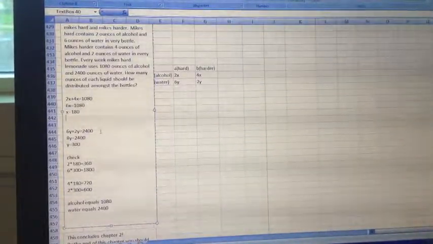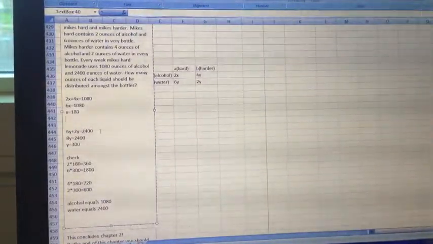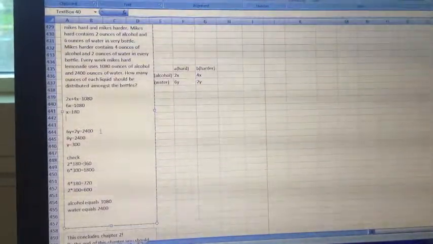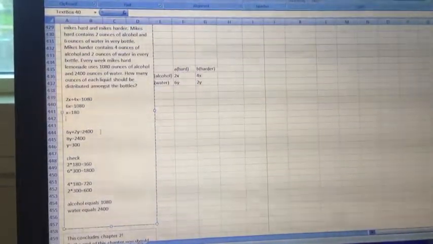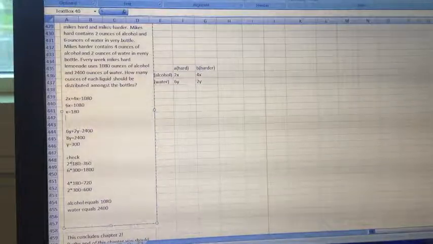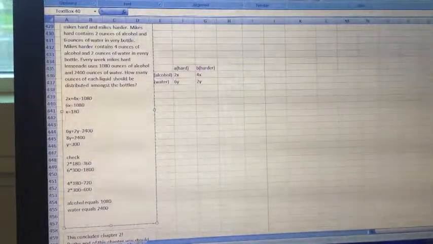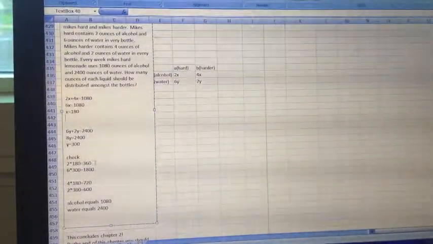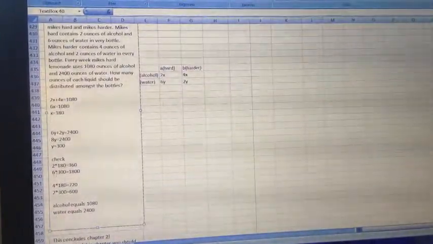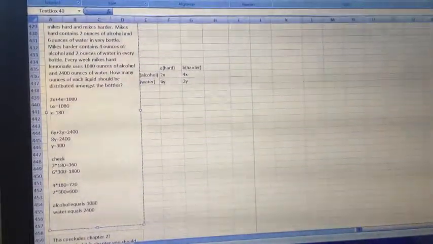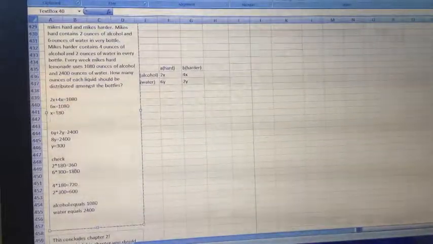So if we want to do a little check here, we can take Mike's Hard and check to see if these numbers make sense. We'll take the alcohol first. Mike's Hard puts 2 ounces of alcohol in every bottle. So 2 ounces times the number of bottles, which we solved up here, 180 bottles, equals 360. Then for Mike's Hard we can do the water. They put 6 ounces in every bottle, and there are 300 bottles, so that equals 1,800.